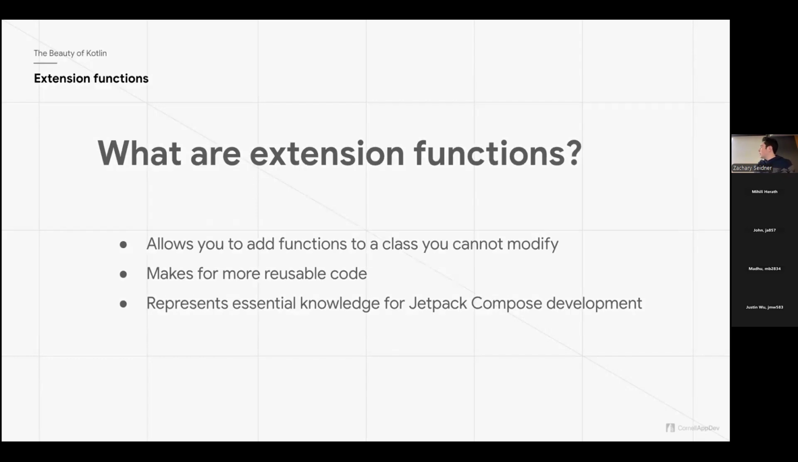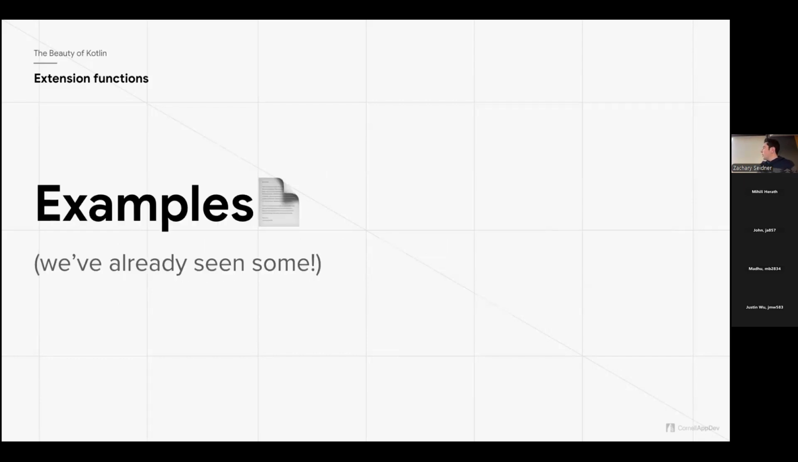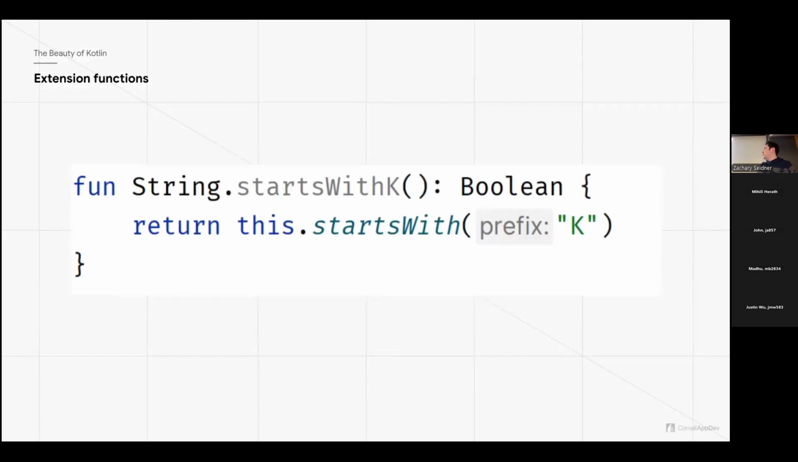Cool. Okay. So now we're going to get into the next topic, which is extension functions. Extension functions allow you to add functions to a class that you might not be able to modify. It makes code a lot more reusable, and it is essential knowledge for Jetpack Compose development because you're going to be creating extension functions basically all the time. So let's see some examples, and we've actually already seen some.